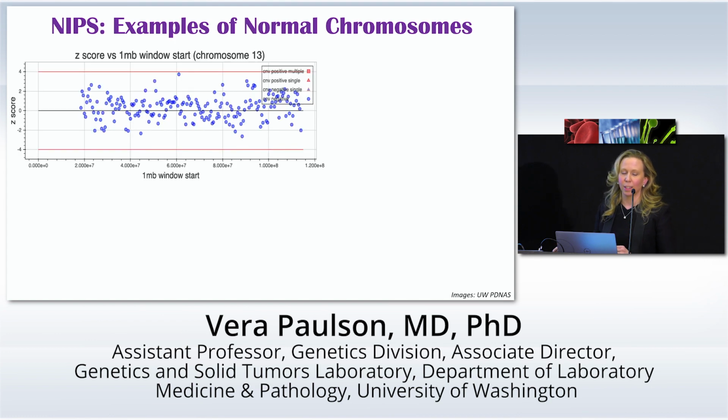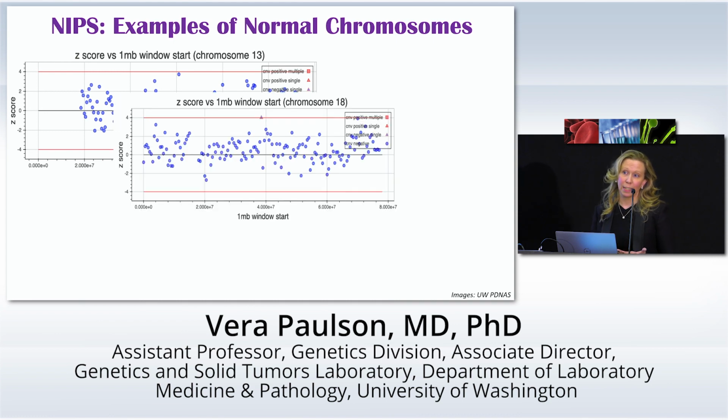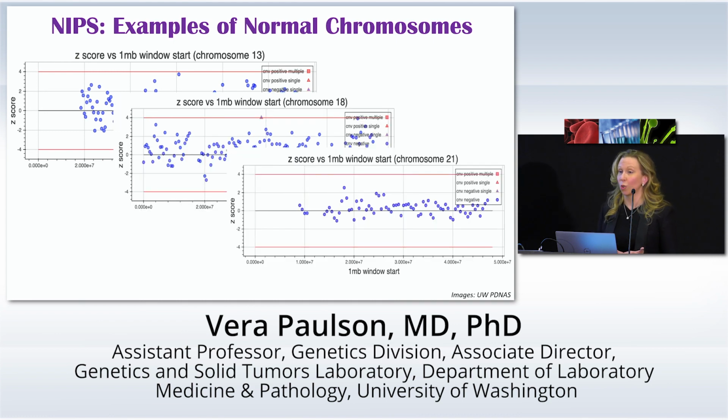And the way that we look at this, each one of these is a copy plot, very similar to what I showed you with the Oncoplex copy plot, and oriented from proximal to distal on the chromosome, and each one of these is a 1 megabase bin, and they're overlapping. And you're looking for these to all cluster around the 0 line here in the center. So this would be an example of a normal chromosome 13, and a normal 18, and a normal 21. Seems relatively straightforward. Everything's around the 0 line.